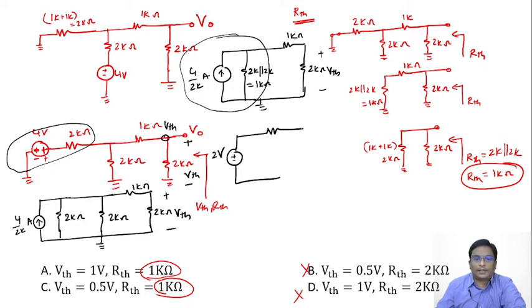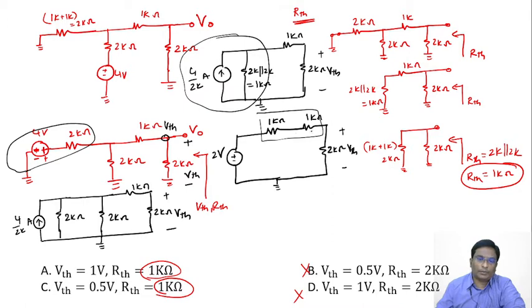This parallel resistor will become a series resistance. 1 kilo ohm, this also 1 kilo ohm, so this is 2 kilo ohms. We need to find this VTH. Directly let us write here. It seems like two resistors in series. This is 2k and this 2k. Both are in series, so the same current flows, or we can use the voltage division rule.